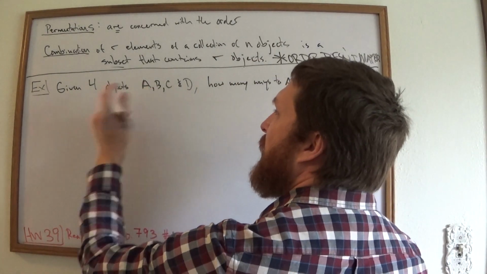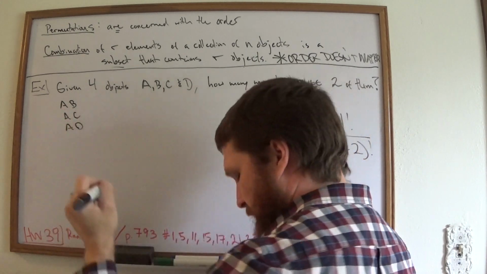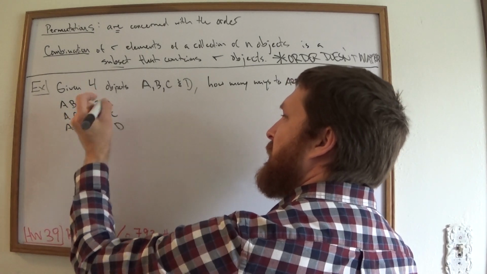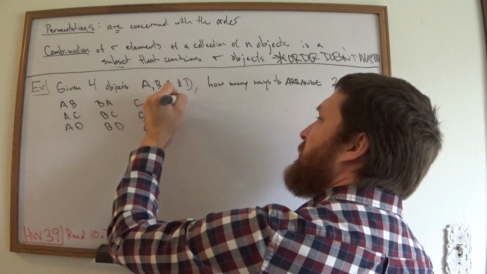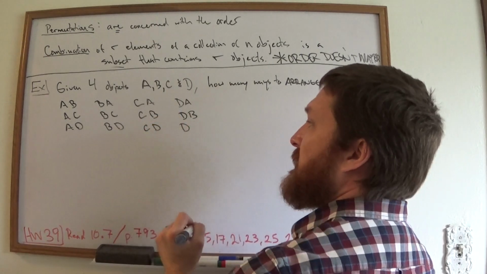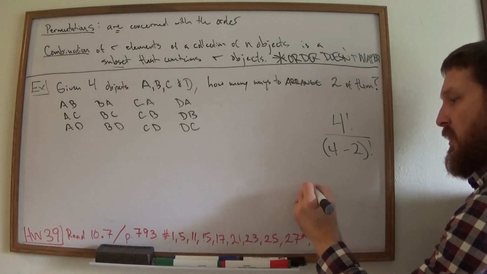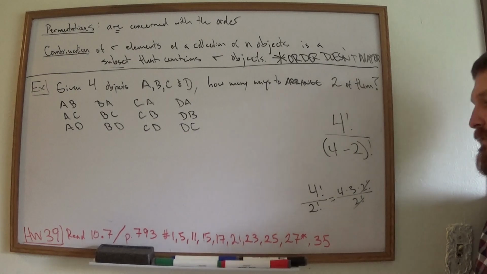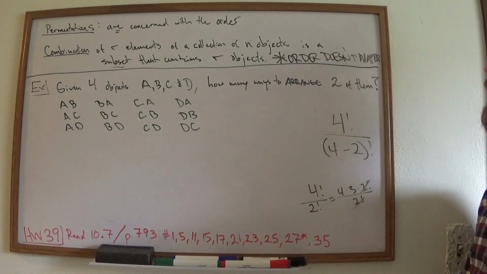Let's say the ones where A comes first: we have AB, AC, and AD. The ones where B comes first are BA, BC, and BD. The ones where C comes first are CA, CB, and CD. The ones where D comes first are DA, DB, and DC. That should be all 12 of them. That's 4 factorial over 2 factorial, which is 4 times 3 times 2 factorial over 2 factorial. Those cancel. It's 4 times 3, which is 12, and I think those are 12 things. Now that's where order matters.